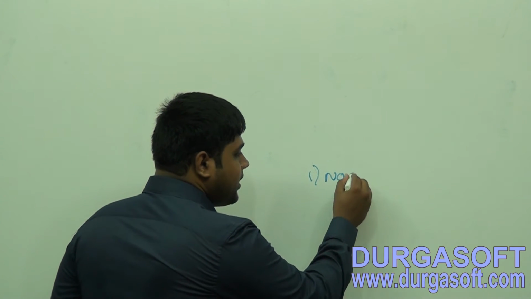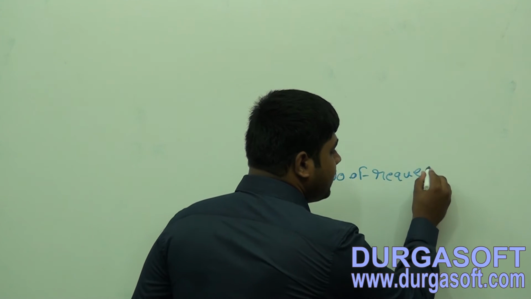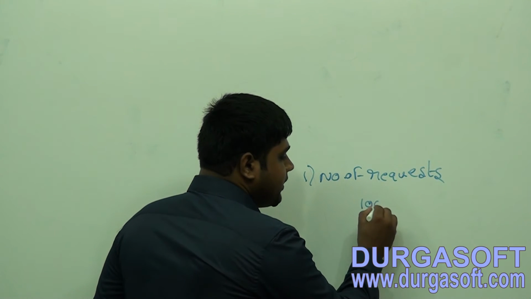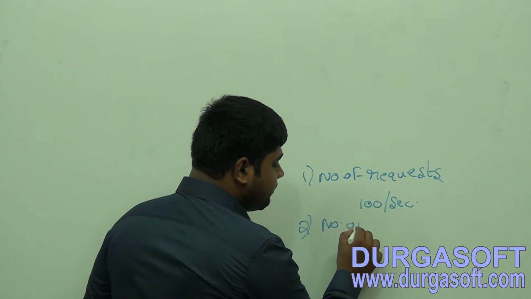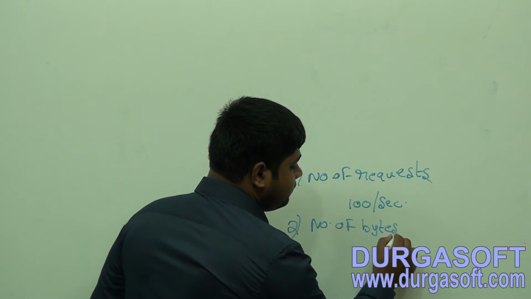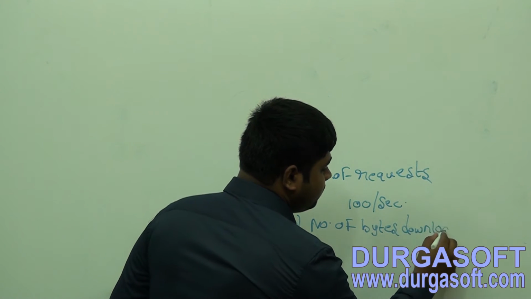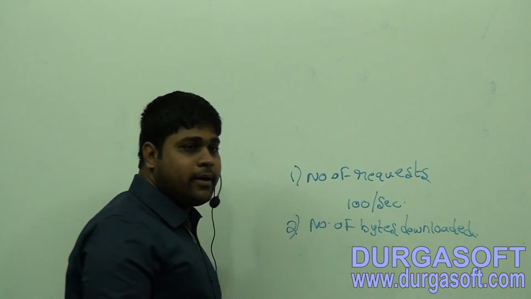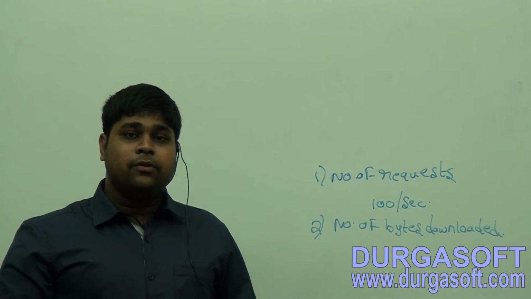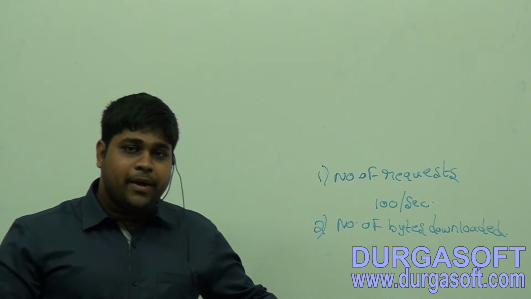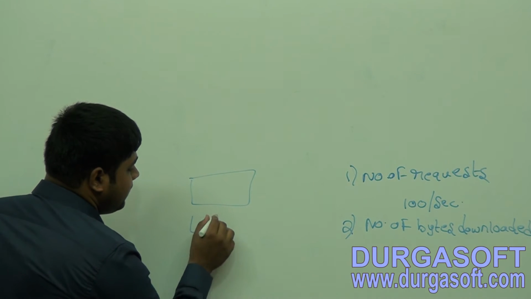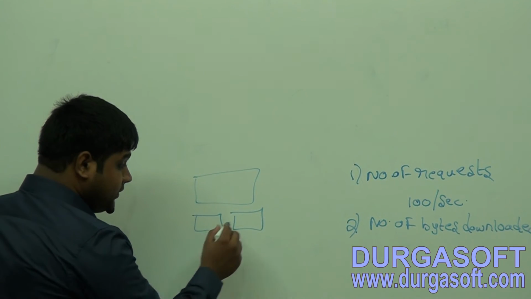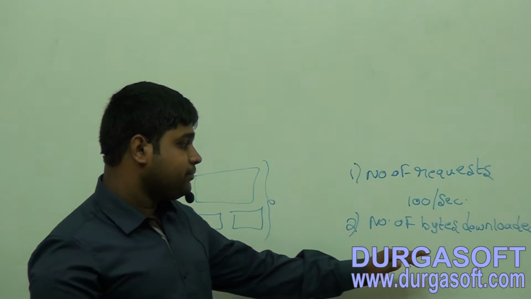I can say the definition of throughput is the number of requests, right? As I said, if 100 users are sending requests, then the throughput will be 100 per second. And the second thing is the number of bytes downloaded. If you enter the URL www.google.com in the web browser, you get a page with a search box and two buttons, Google Search and I'm Feeling Lucky. These are all the data which is sent from the server.